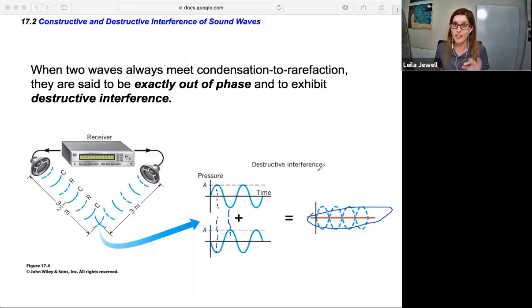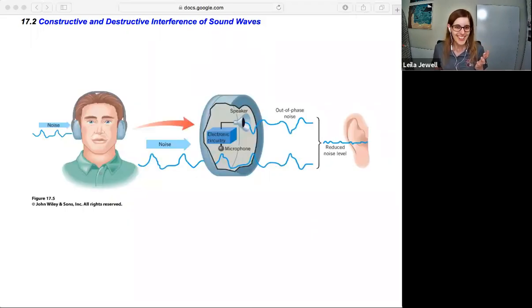But you can demonstrate this if you have two speakers with a truly identical signal. Or another place that you may have already seen this in action or heard this in action is if you have some fancy headphones, right? Noise canceling headphones, the way that they work isn't just magic. It's not that they just turn off noise.